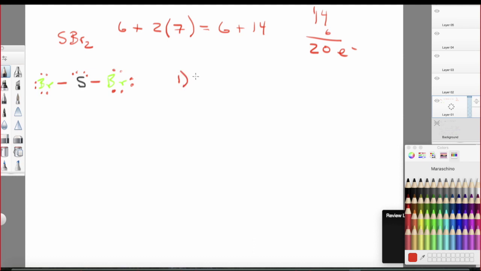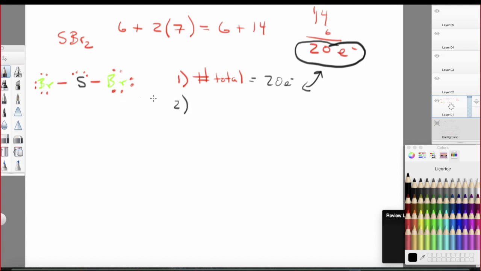Test number 1 is to count the total valence. This has to be done every single time. We started out by counting the total here. Now we're going to recount that and make sure that we're matching. So on the central atom we have 2, 4, 6, 8. Then 10, 12, 14, 16, 18, 20. So we have 20 electrons here. All right, we have used the correct amount of valence electrons.